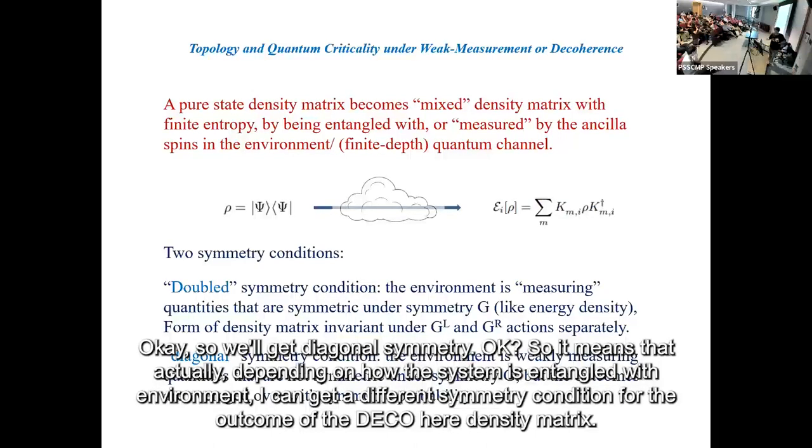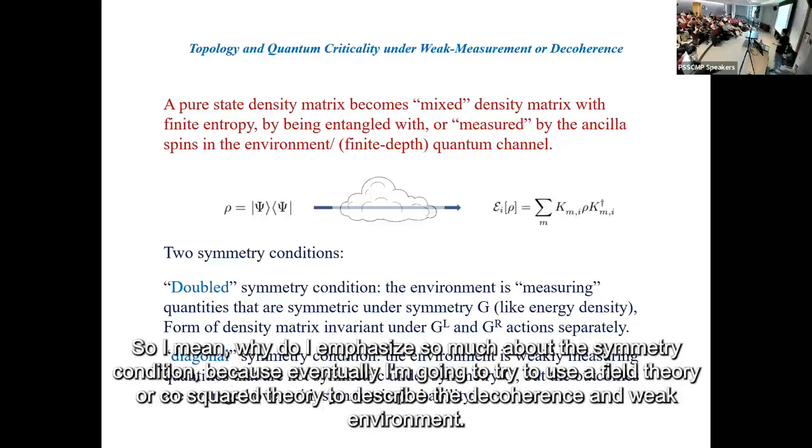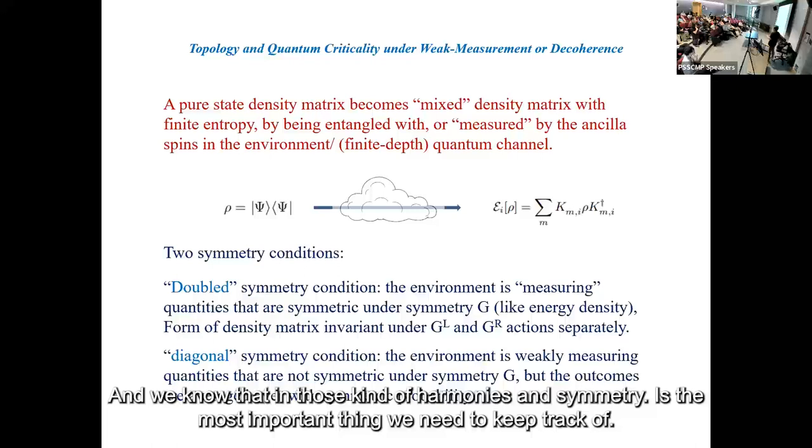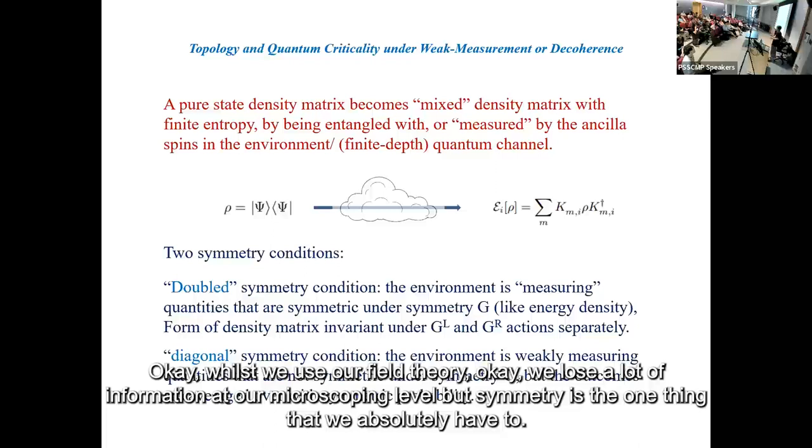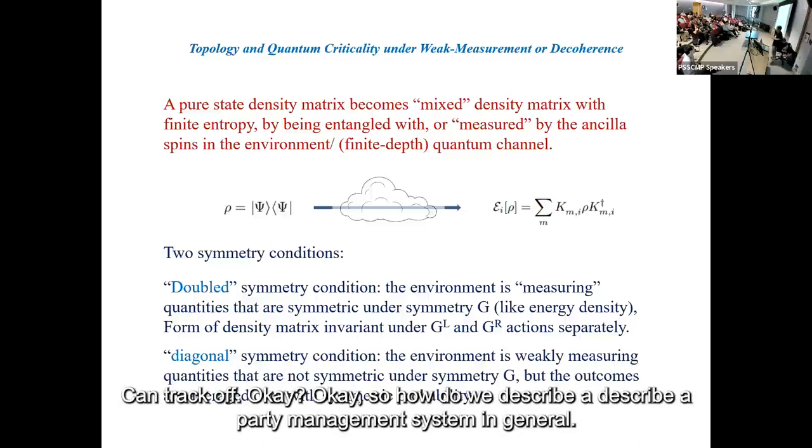So why do I emphasize the symmetry condition so much? Because I'm going to try to use a field theory or coarse-grained theory to describe the decoherence and weak measurement, and we know that in those kinds of formulations, the symmetry is the most important thing we need to keep track of. Once we use the field theory, we lose a lot of information at the microscopic level, but the symmetry is the one thing that we absolutely have to keep track of.